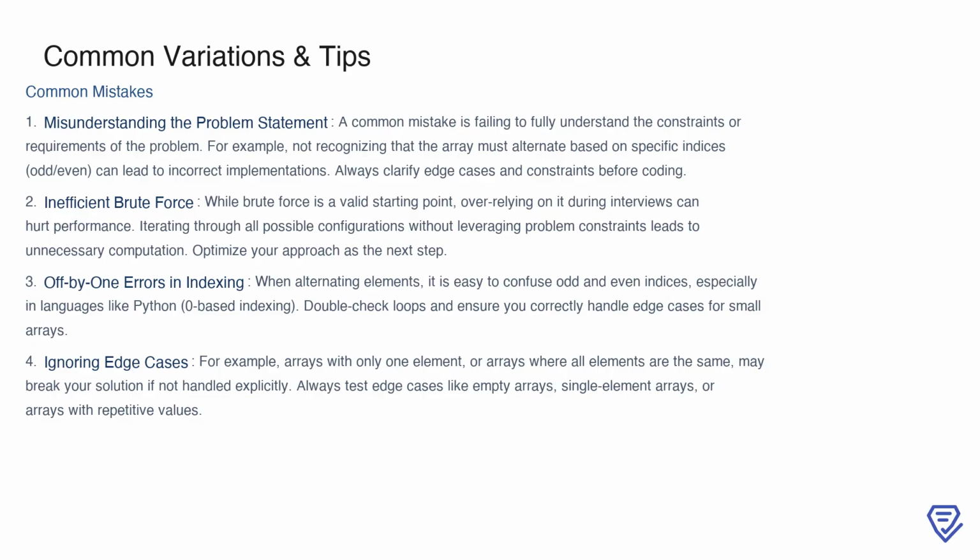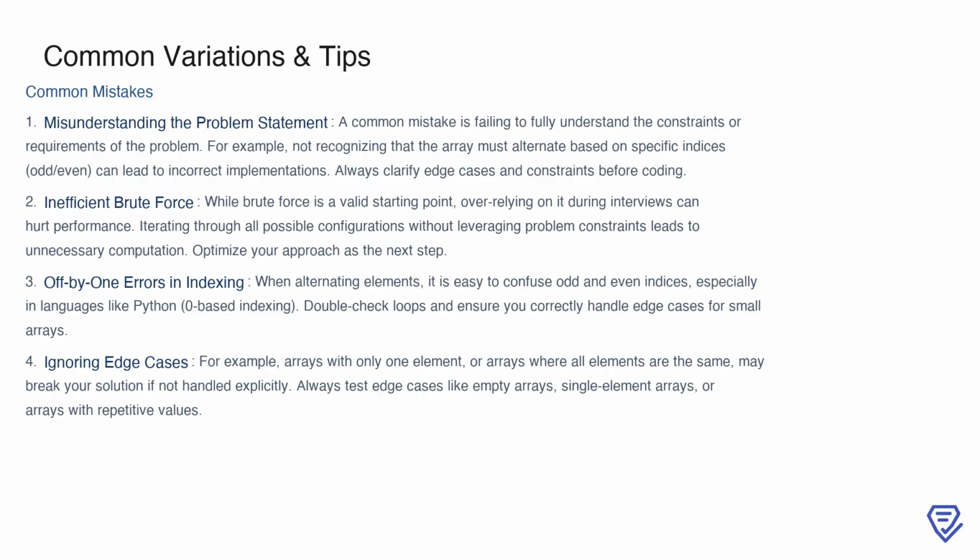One of the most common mistakes when solving this problem is misunderstanding the problem statement itself. For example, it's crucial to recognize that the array must alternate based on specific indices, odd and even. Failing to clarify this point can lead to solutions that don't actually meet the requirements. Make sure to carefully analyze the constraints and consider edge cases before you start coding.